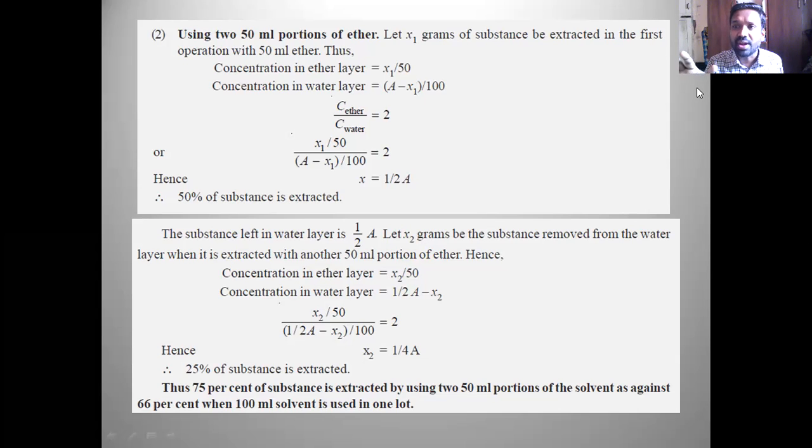how much of A had you extracted? How much of the compound had you extracted? 66% of A you had extracted. But what have I done? I have not increased the volume of ether. The same 100 ml, I have divided into 2 times.